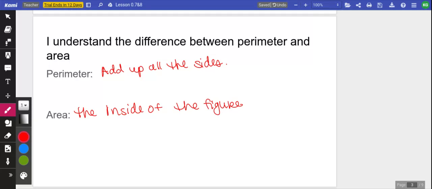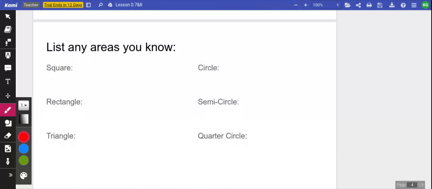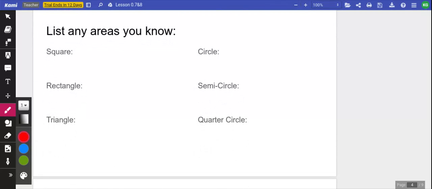So perimeter for all figures is the same. You just add up all the sides no matter what your shape is. The problem with area is each figure has its own formula. So go ahead and pause here and try to think of any of these formulas you know.